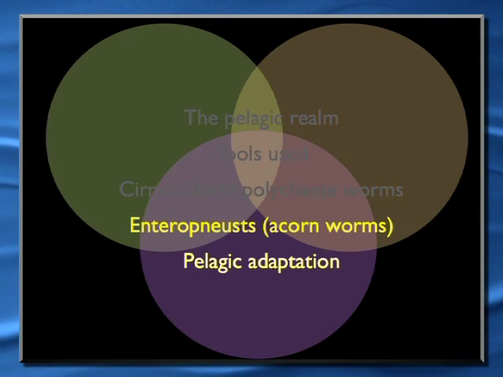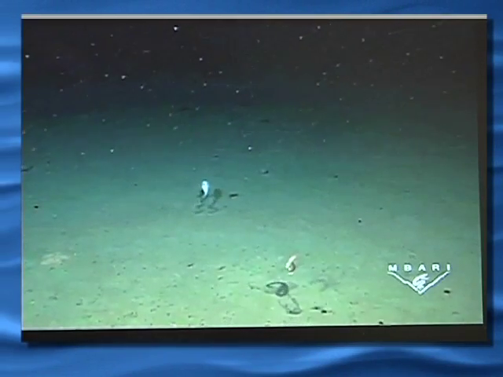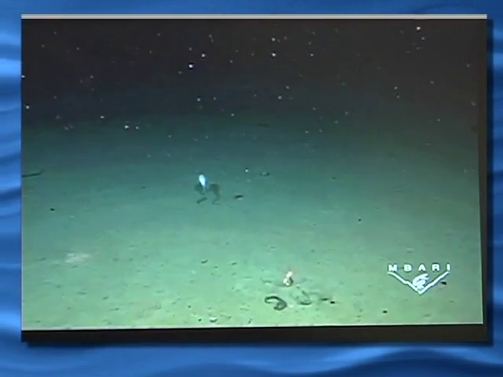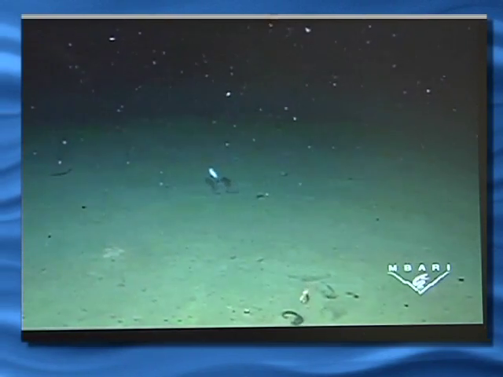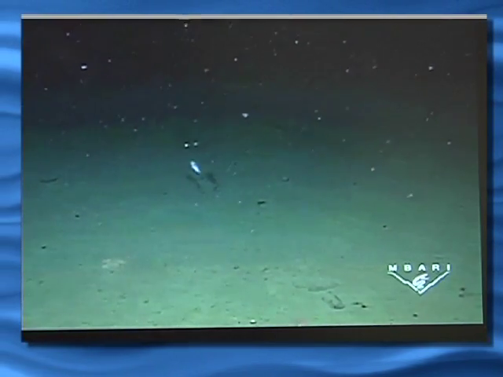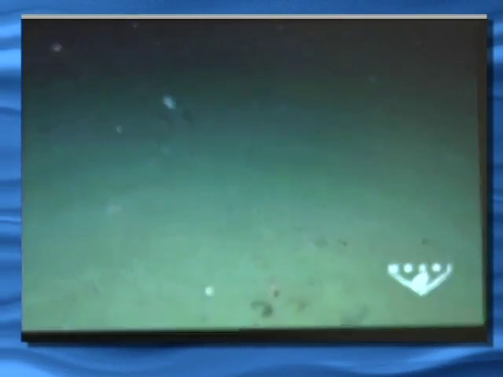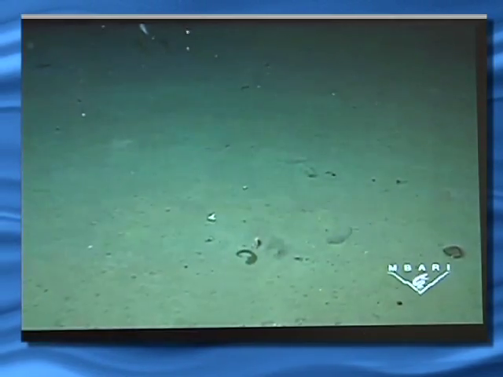So now I want to talk about acorn worms. The polychaetes are annelids, like segmented worms. This is a completely different group of worms, but they're still worms, so they're within the realm of interest. This is my introduction to them.